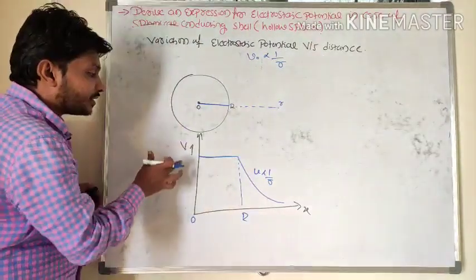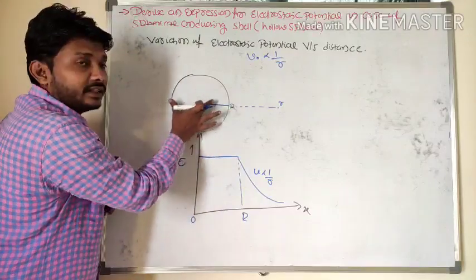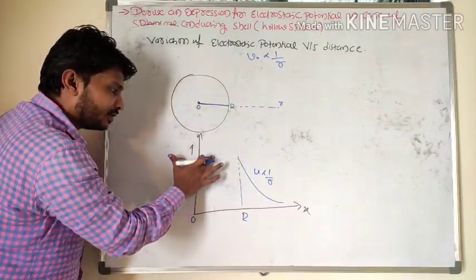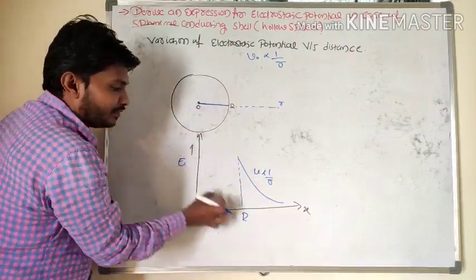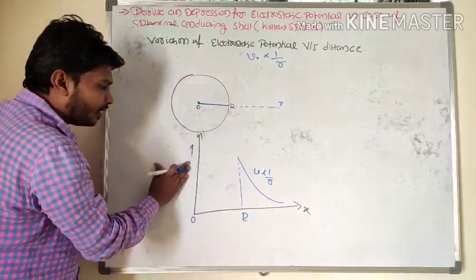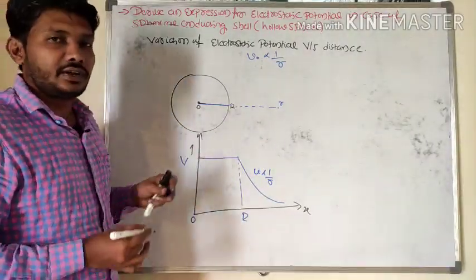But what about the nature of the graph of electric field versus distance? So inside that sphere electric field is 0. If electric field is 0, this is the nature of the graph of E versus distance here, or in case of potential I will consider this is the nature of the graph.